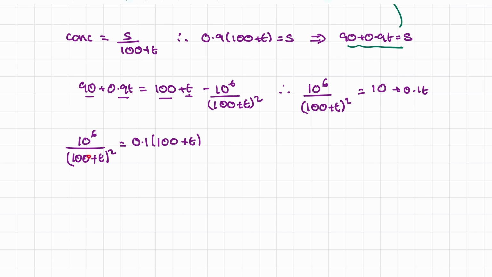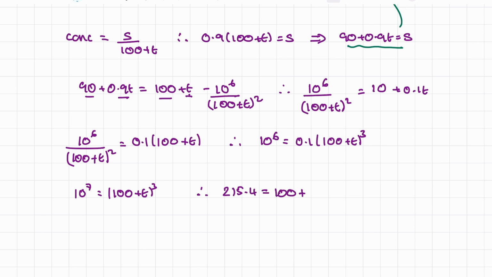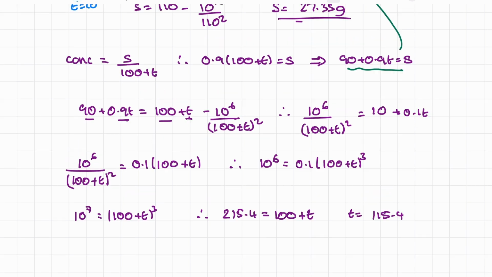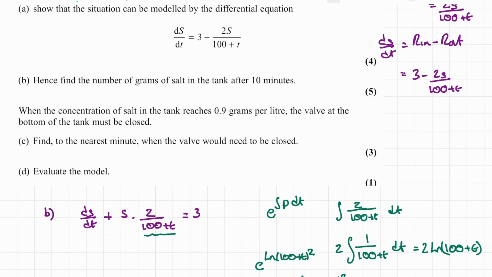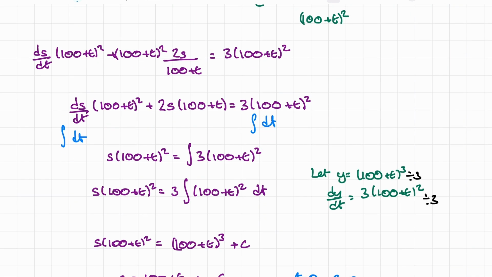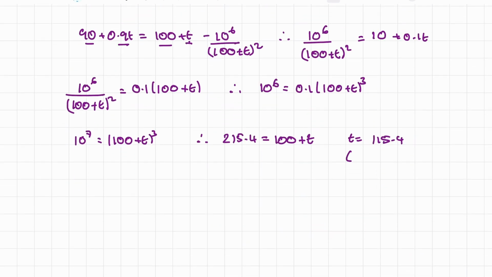And then we can move this denominator to the right-hand side, so we get (100 + t) to the power of 3. We'll move this 0.1 to the left-hand side, so we get 10 to the 7, and then we'll take the cube root of both sides. So therefore we get 215.4 will equal 100 plus t, so t must equal 115.4. And I think we were asked to the nearest minute. Yeah. So this will give us t is equal to 115 minutes.